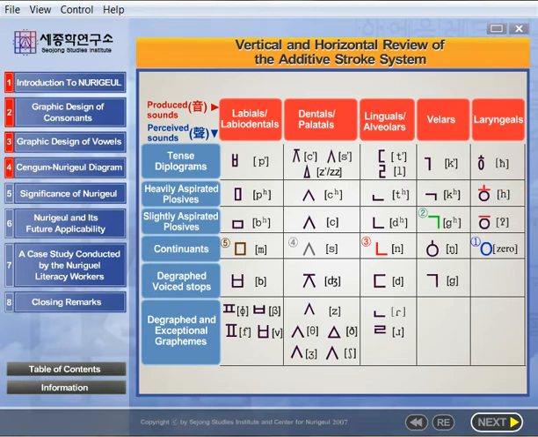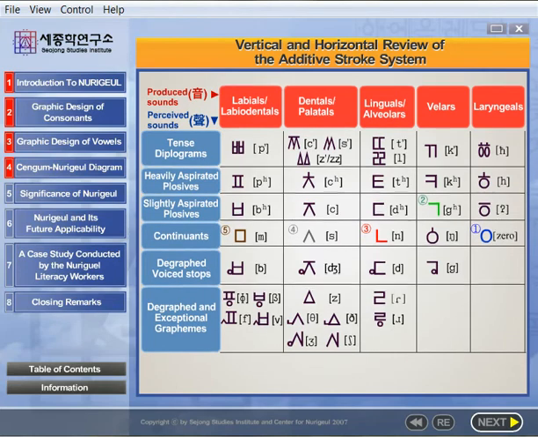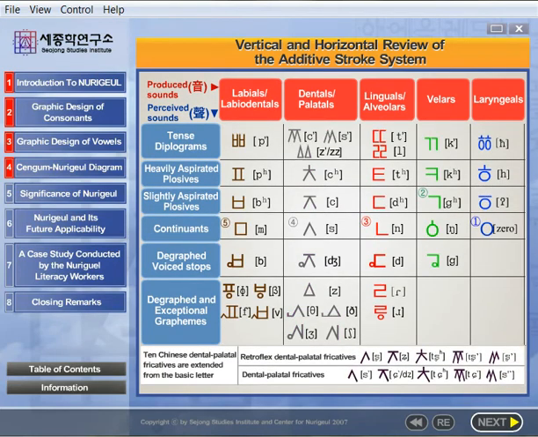E, H, H, N, K, G, G, T, T, D, D, L, R, R, Ch, Ch, J, S, J, Z, Z, S, Z, J, Sh, P, P, B, B, F, V, F, V. 10 Chinese dental palatal fricatives.